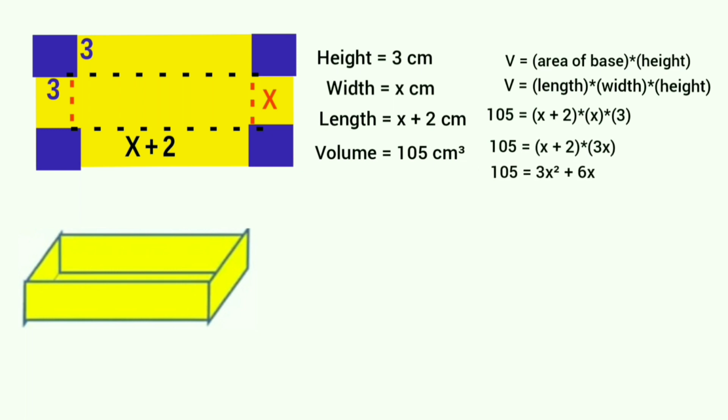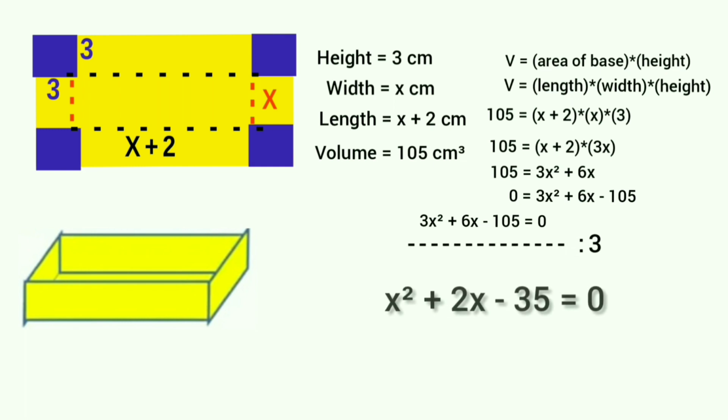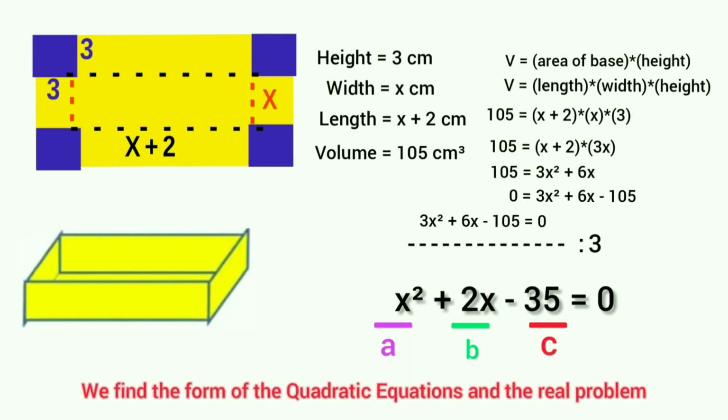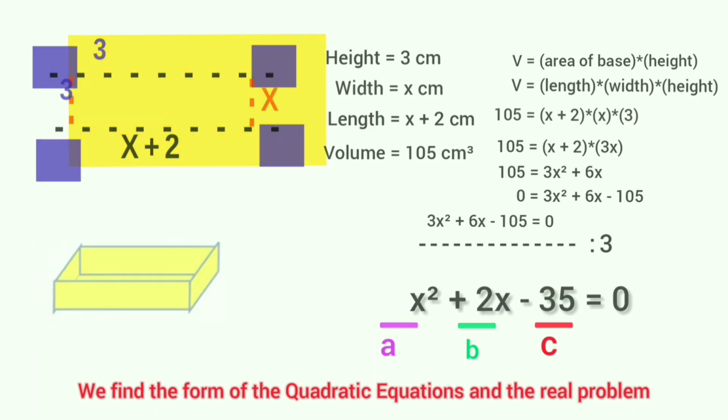Adding negative 105 to both sides, we can put everything on the left-hand side and say this is equal to 0. And if you want to simplify this a little bit, everything here is divisible by 3, so let's divide everything by 3. 3x squared divided by 3 is x squared. 6x divided by 3 is 2x. 105 divided by 3 is negative 35. And this is the standard form. We know that this is our a, this is our b, and this is our c. Here we find the form of the quadratic equation from the real problem.